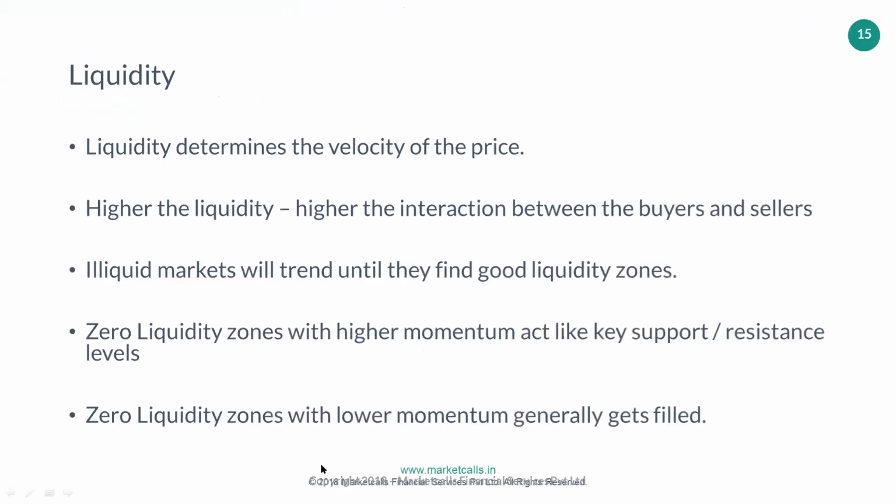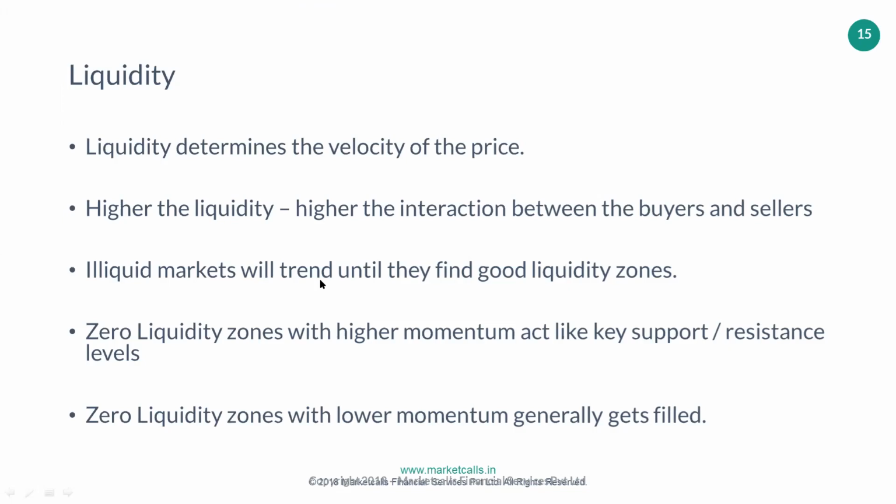And so the higher the liquidity, the higher the interaction between the buyers and sellers. Illiquid markets will trend, because illiquid markets always trend only to find higher liquidity zones. Where the liquidity is, price always goes and stalls there. Wherever the liquidity zone is higher, price spends more time over there. So zero liquidity zones with higher momentum act like a key support or resistance level, which we're going to see in a couple of examples.